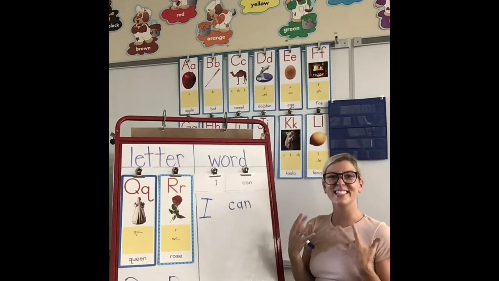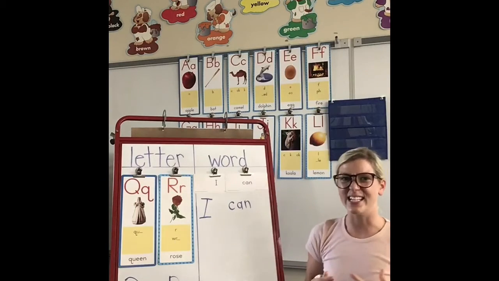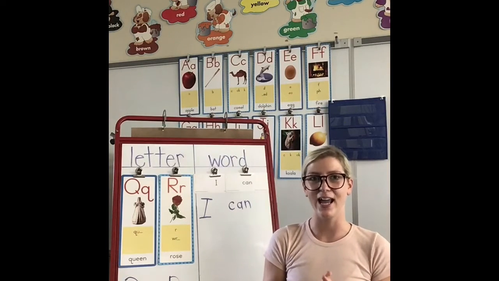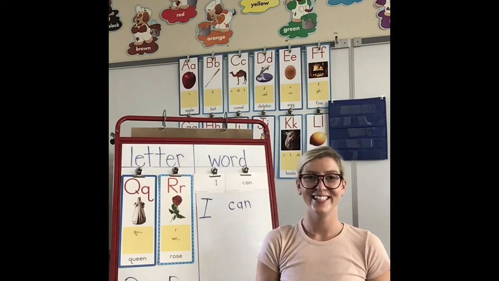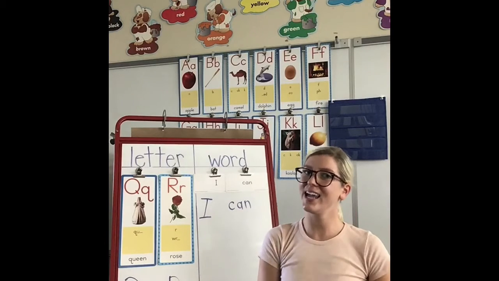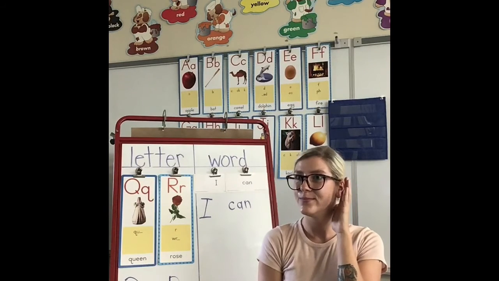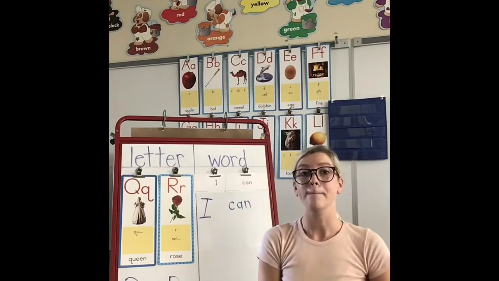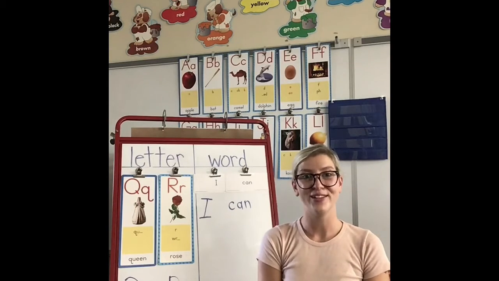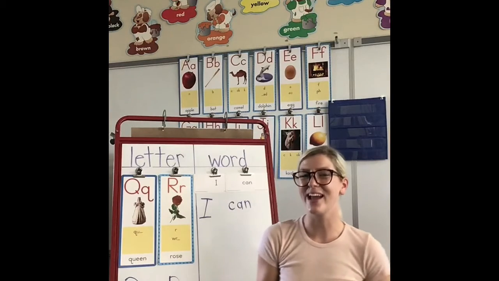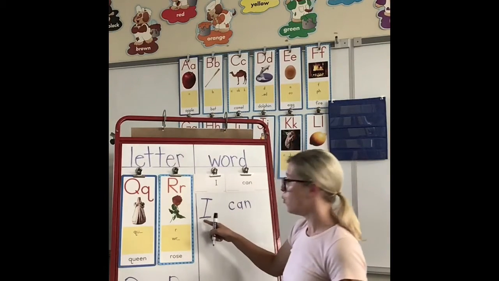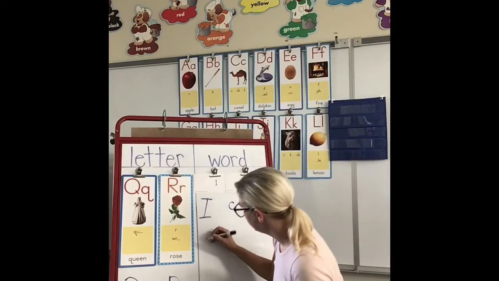Now let's put them in a sentence. First, let's say a sentence we could use I can with. I can write. Can you say an I can sentence? I'll start it for you. I can. Maybe you can jump. You could say I can jump. Let's write I can jump. We know how to write I and can.